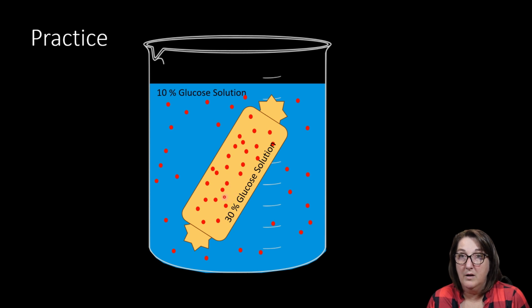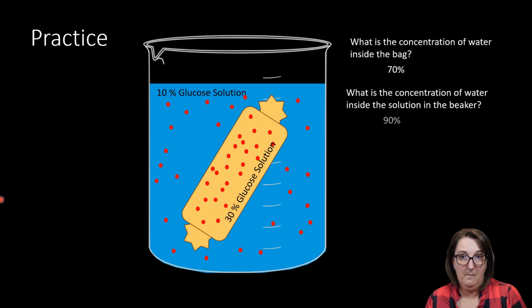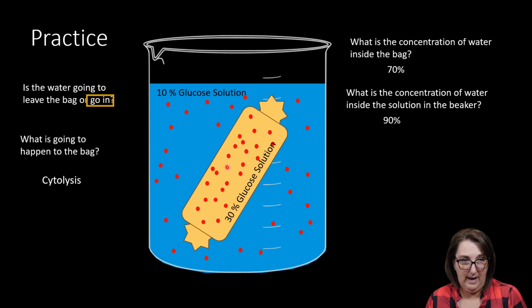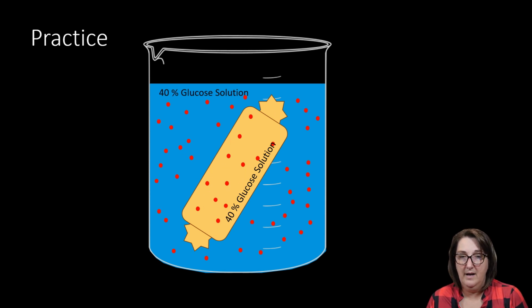So remember, I want to go from a high concentration to a low. So I have a high concentration, a low concentration, so the water is going to want to go into the bag, okay? So if it does that, the bag is going to swell and it can lyse and it can burst the bag. All right, so now let's look at this one.